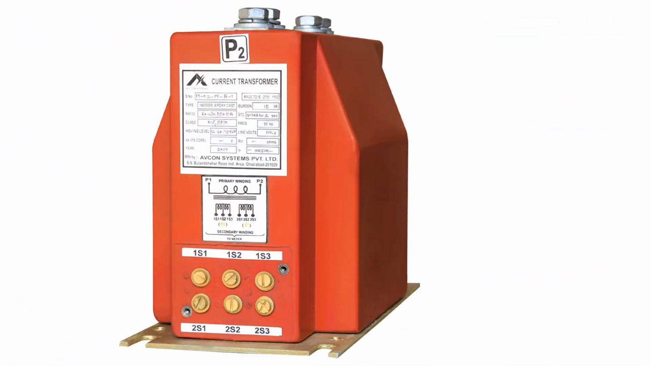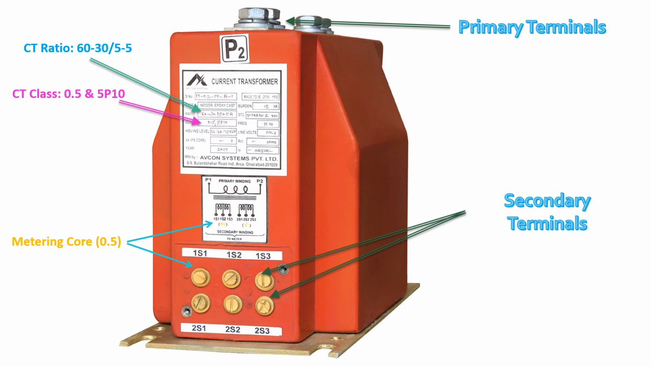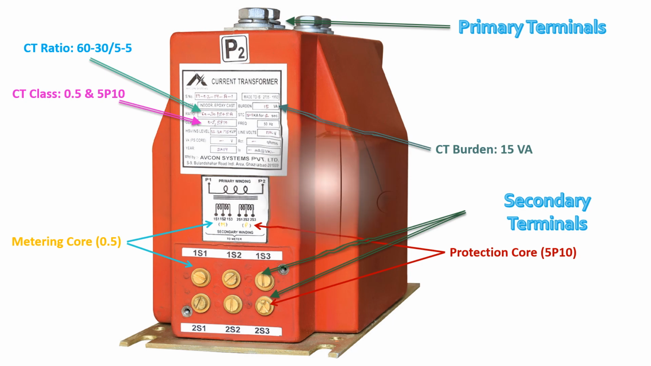Let's read the nameplate details of this CT. These are primary and secondary terminals. This is a double ratio 2-core CT, 60 by 5 and 30 by 5. You can select any one of these ratios as per your requirement. Out of the two secondary cores, one is for metering, 0.5 class core, and the other one is for normal protection, 5P10 core. Burden of this CT is 15 VA. It means that total load on the secondary side of the CT should not be more than 15 VA. Load on the CT secondary side includes relay, meter, and wire set, etc.